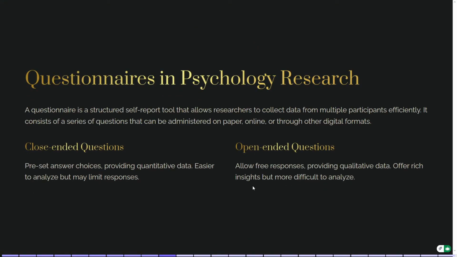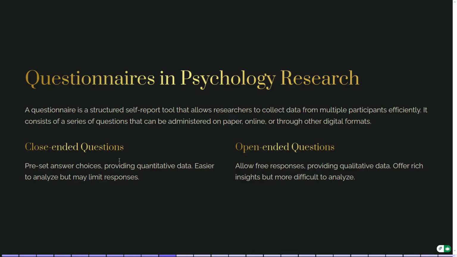Moving forward, questionnaire in psychology research. The questionnaire is a structured self-report tool that allows researchers to collect data from multiple participants efficiently. It consists of a series of questions that can be administered on paper, online, or through other digital formats. Number one, we have closed-ended questions. These are questions that provide what is known as quantitative data. They are questions like a yes or no question. They provide just a few answers.